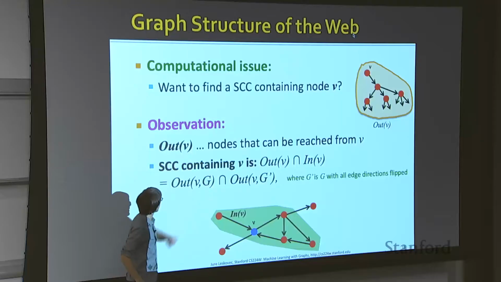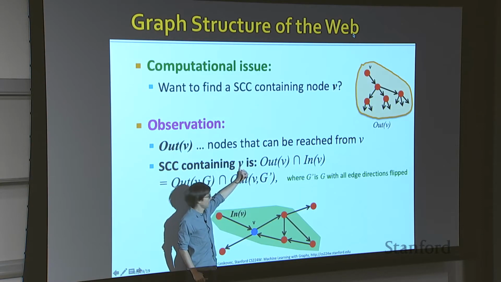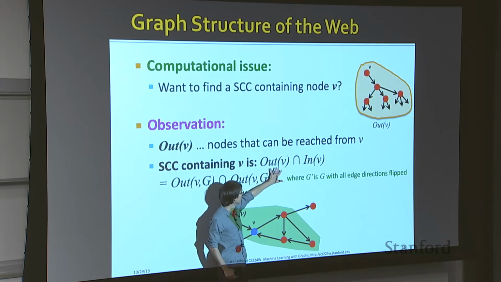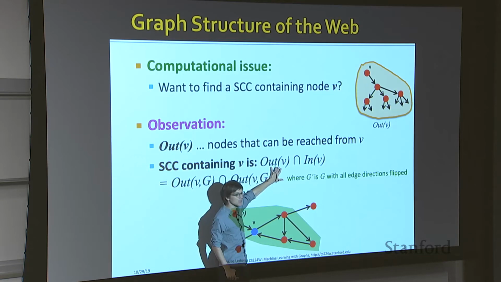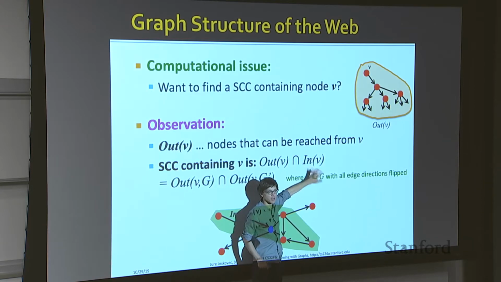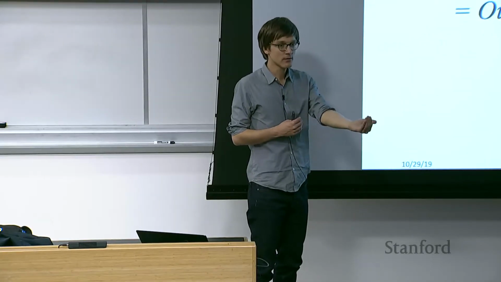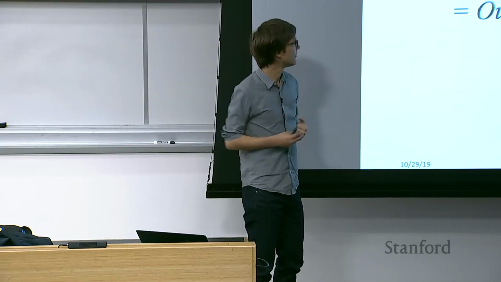Right? So that's up there. And then what is a strongly connected component that node V belongs to? It's simply the intersection of the nodes V can reach and the nodes that can reach V, right? If V can reach me and I can reach V, then I'm in the strongly connected component of V, right?